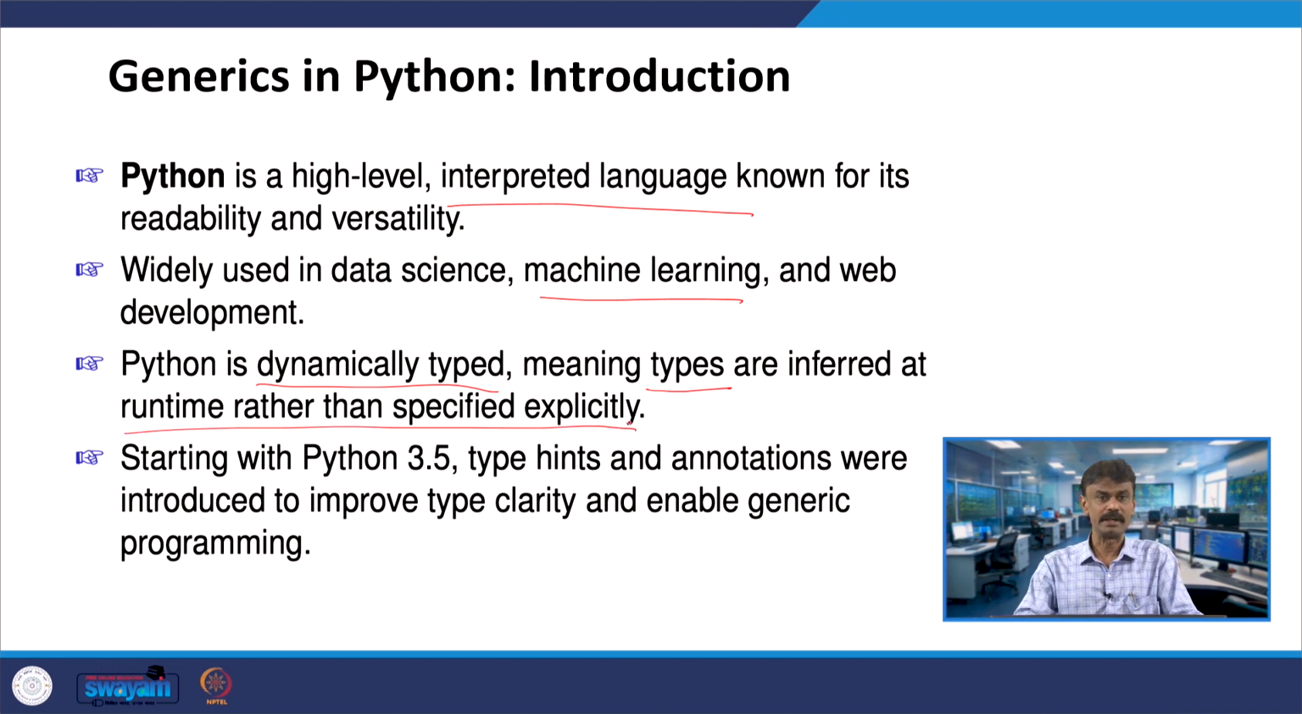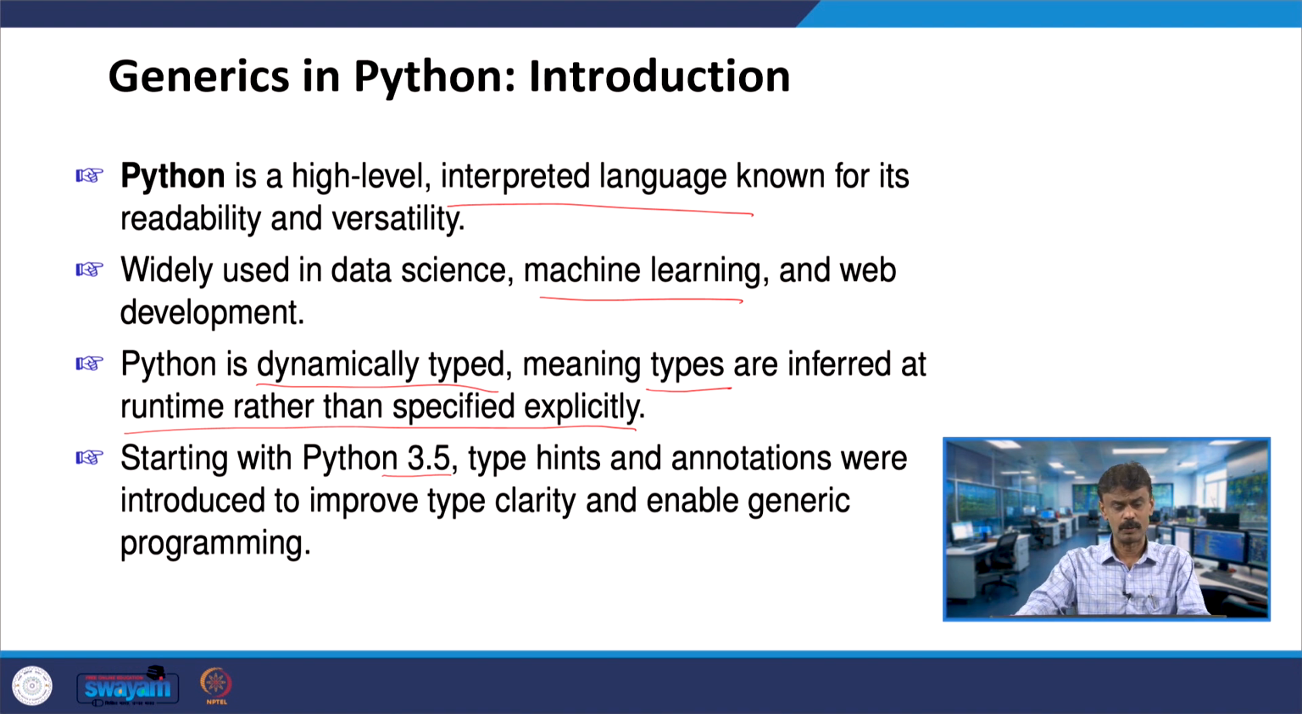Suppose you write a equal to 5. Unlike int a equal to 5 in C++ or Java, the type will be understood automatically. That is what this particular line is saying. Starting with Python 3.5, type hints and annotations were introduced to improve type clarity and enable generic programming.